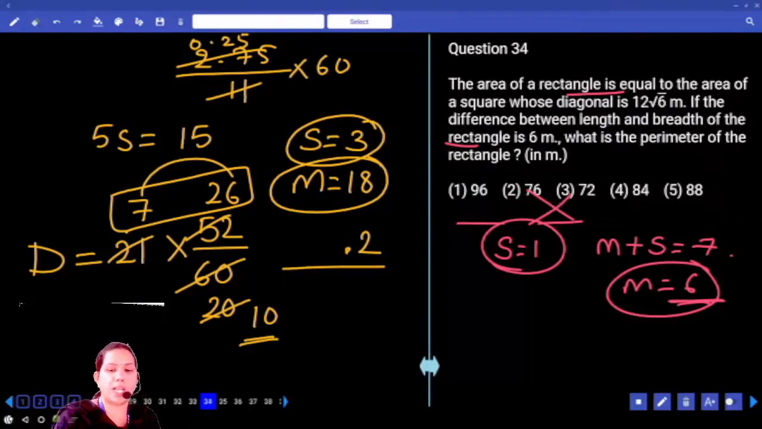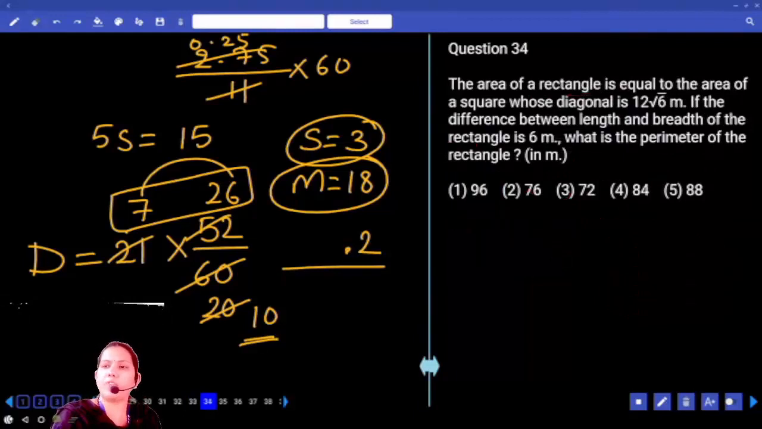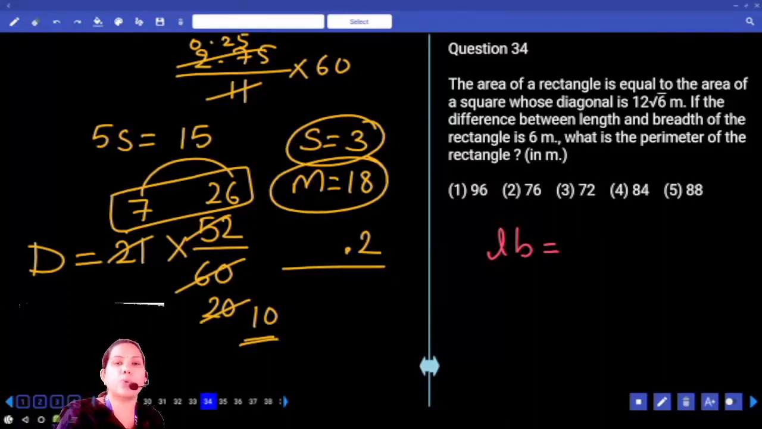Next, question number 34. The area of the rectangle is equal to the area of the square whose diagonal is 12 root 6 meters. What is the area of the rectangle formula? L into B. The diagonal value is 12 root 6 meters. Then what is the area of the square with diagonal 12 root 6?